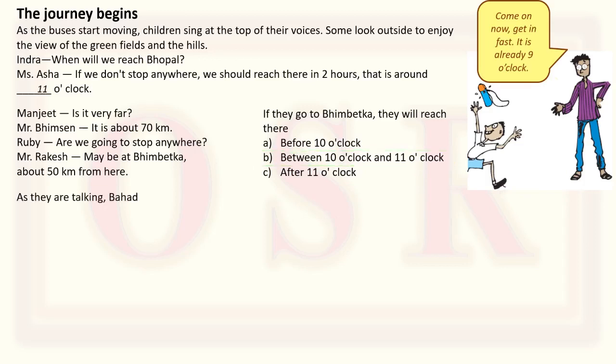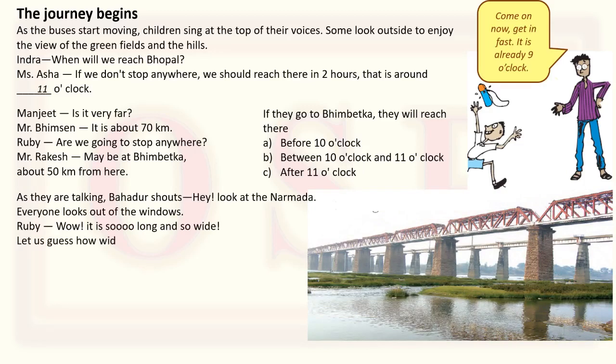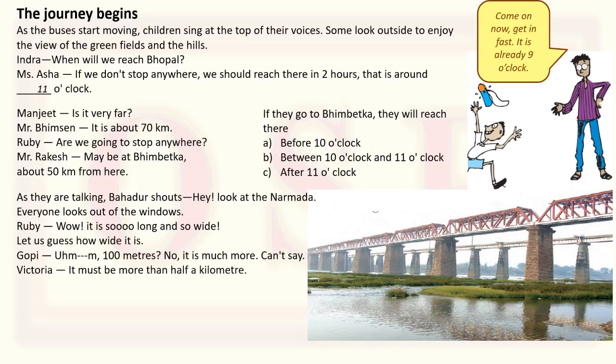As they are talking, Bahadur shouts out, hey, look out at the Narmada. Everyone looks out of the windows. Ruby says, wow, it's so long and so wide. Let us guess how wide it is. Gopi says, 100 meters? No, it is much more. Can't say. Victoria says, it must be more than half a kilometer.